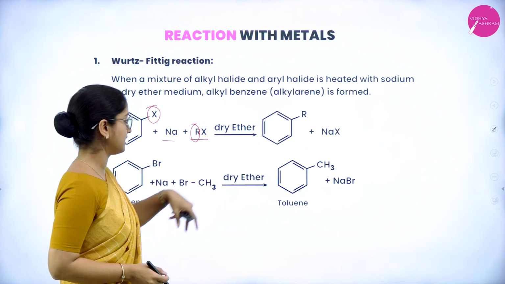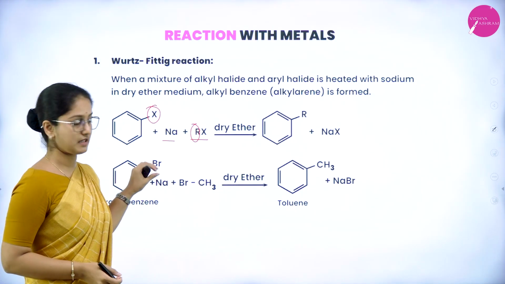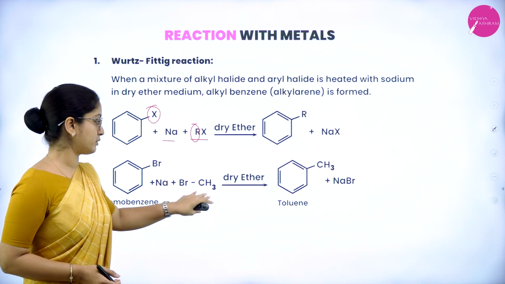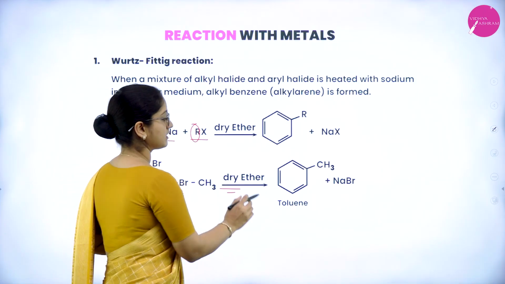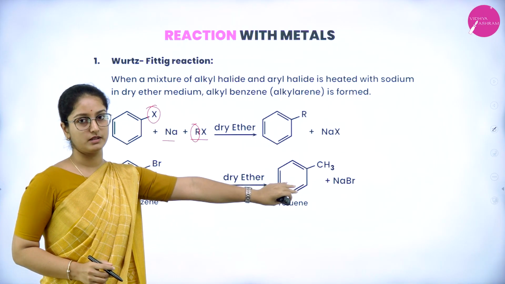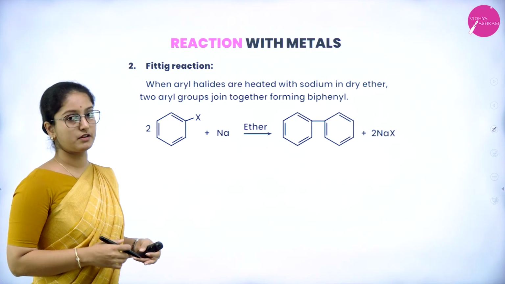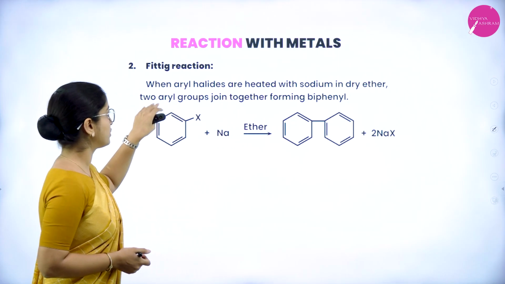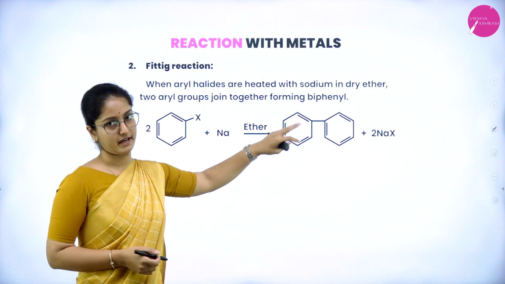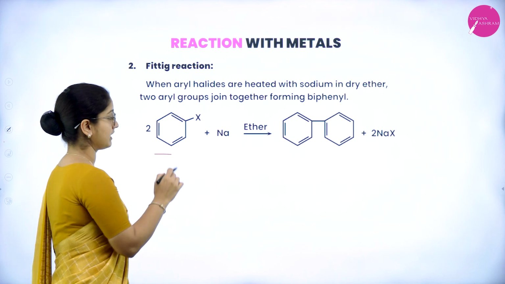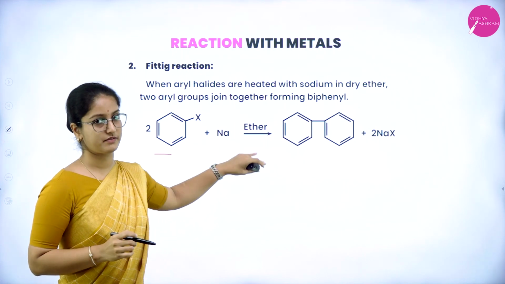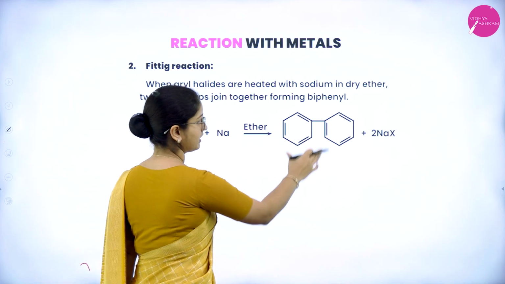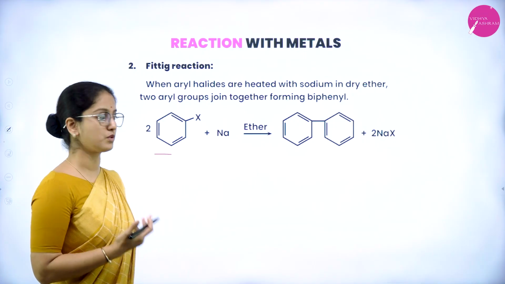along with sodium halide. So the same reaction with the example, that is bromobenzene plus sodium, then methyl bromide. Therefore, in the presence of dry ether, it is going to give toluene plus sodium bromide. Next is the Fittig reaction. So when aryl halides are heated with sodium in dry ether, two aryl groups join together forming biphenyl. So two molecules of aryl halide are going to react with sodium in the presence of dry ether medium. So there creates a bond between two phenyl groups, making it biphenyl plus 2 molecules of sodium halide.